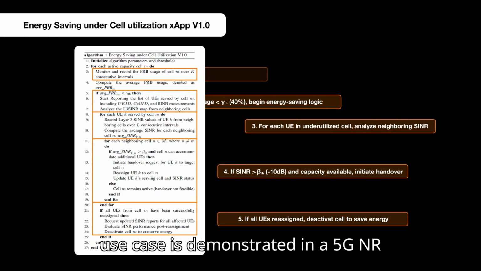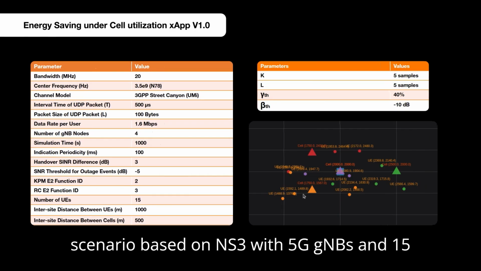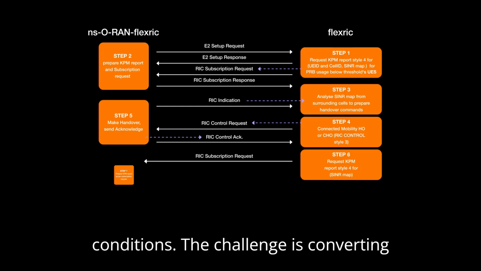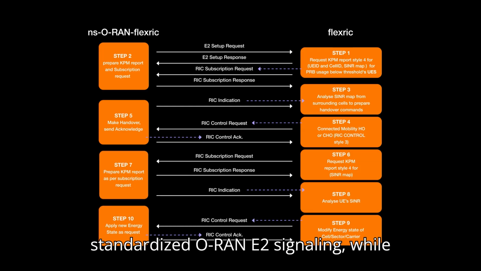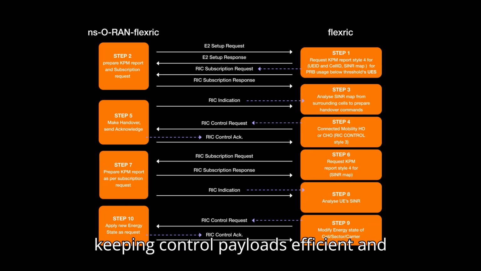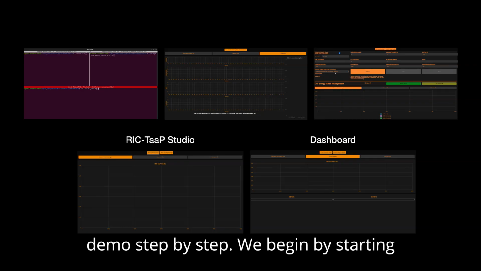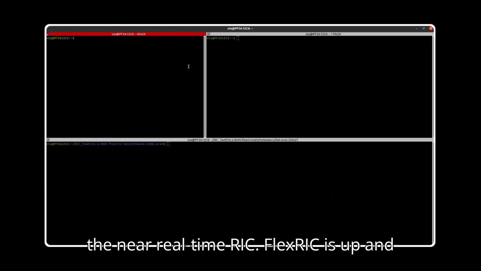This use case is demonstrated in a 5G NR scenario based on NS3 with 5G node and 15 UEs operating under realistic radio conditions. The challenge is converting algorithm-level decisions into standardized O-RAN E2 signaling, while keeping control payloads efficient and compliant. Let's now walk through the demo step by step. We begin by starting the near real-time RIC.